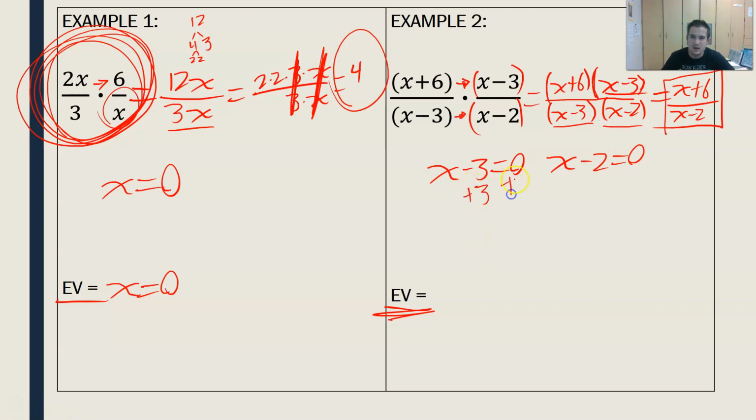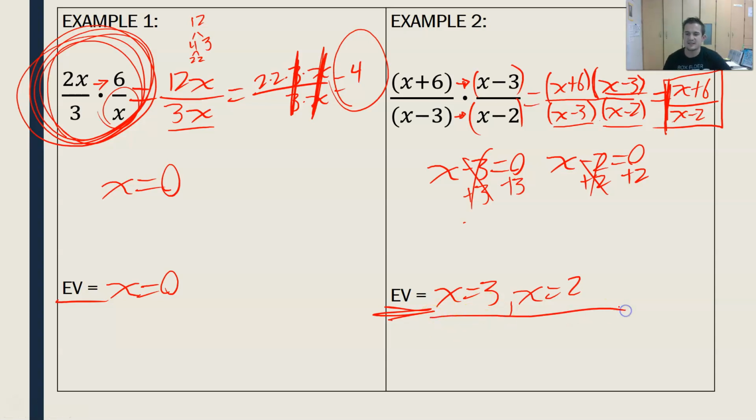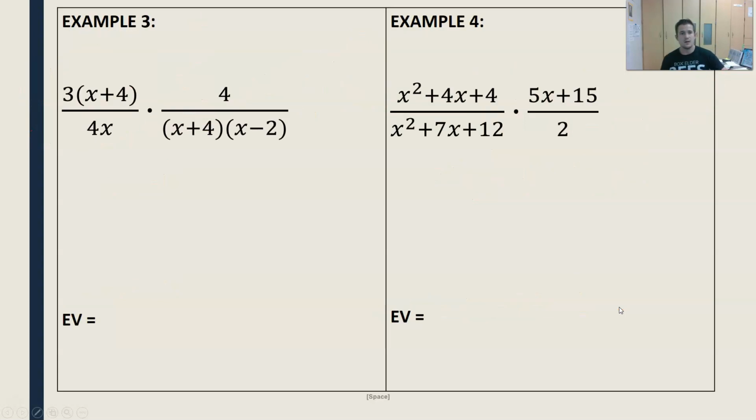I'm going to add 3 on both sides here to get x equals 3 as an excluded value. I'm going to add 2 on both sides here to get x equals 2 as an excluded value. So here's my answer right here, my simplified expression, x plus 6 over x minus 2, and these are my excluded values, or the values that would make me divide by 0. Okay, let's look at example 4. I'm going to let you do example 3 on your own if you would like to do that. So let's look at example 4.